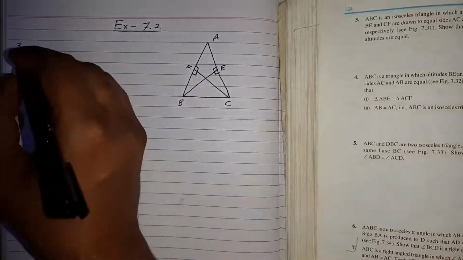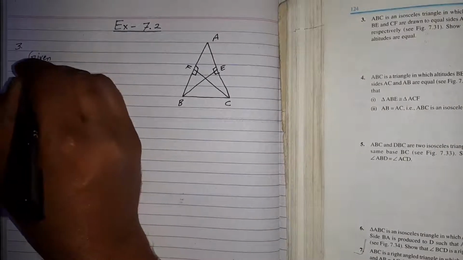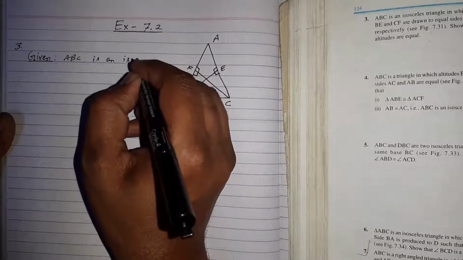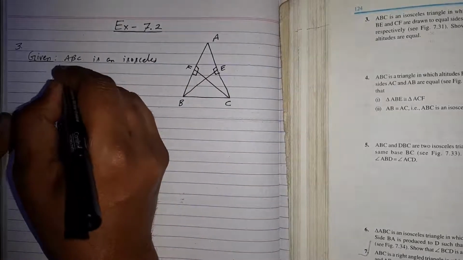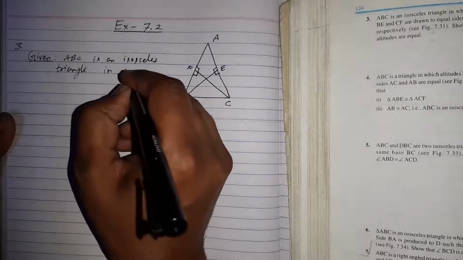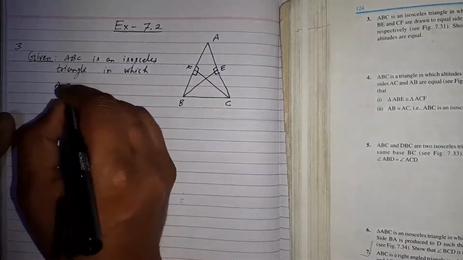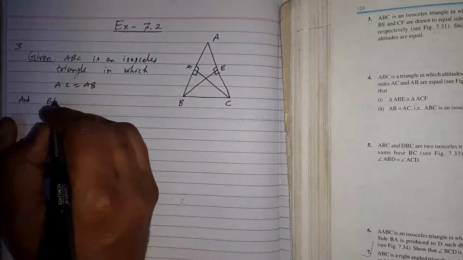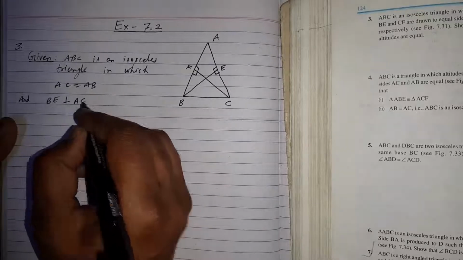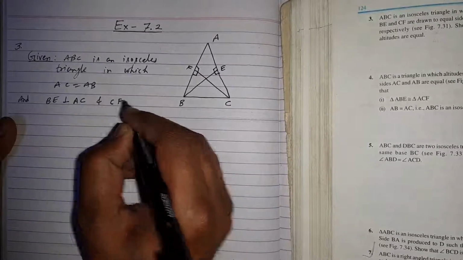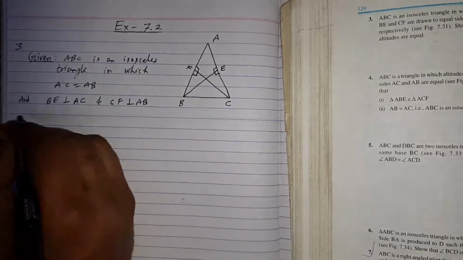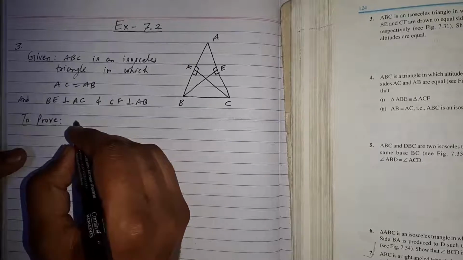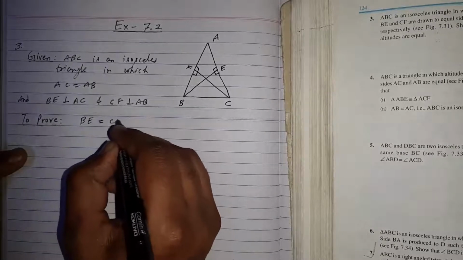So given is ABC is an isosceles triangle in which AC is equal to AB, and BE is perpendicular on AC and CF is perpendicular on AB, and we need to prove the altitudes are equal. It means BE is equal to CF.